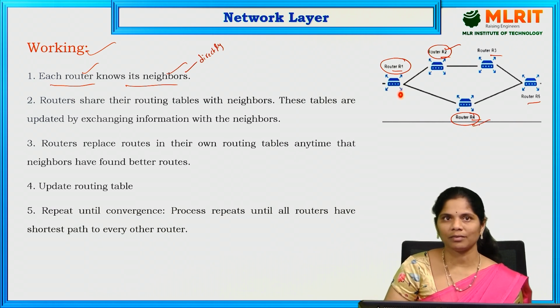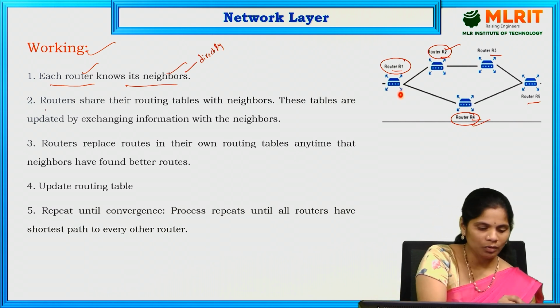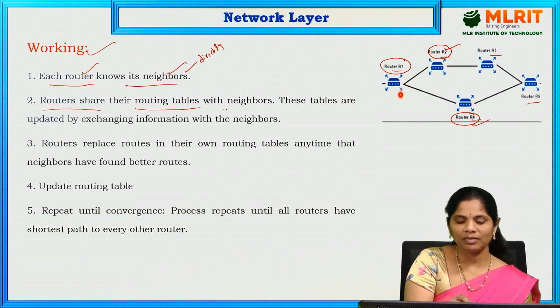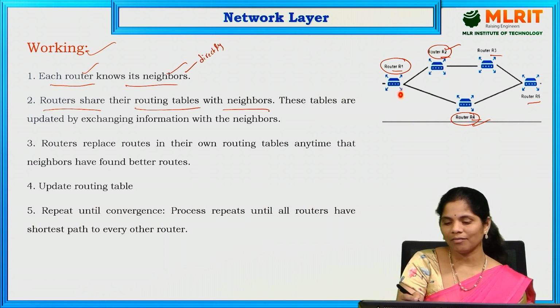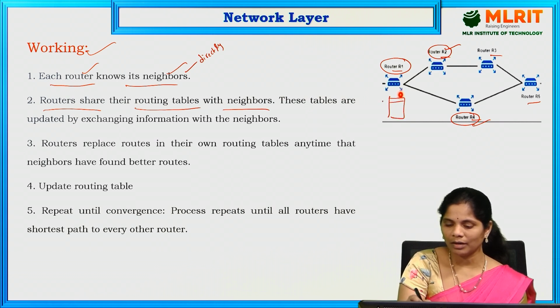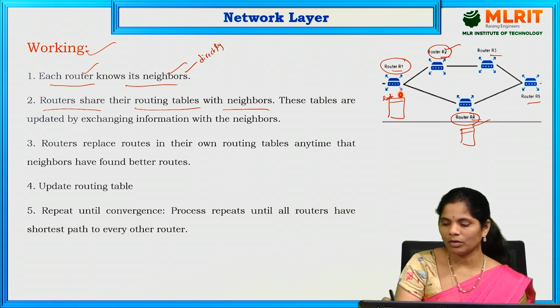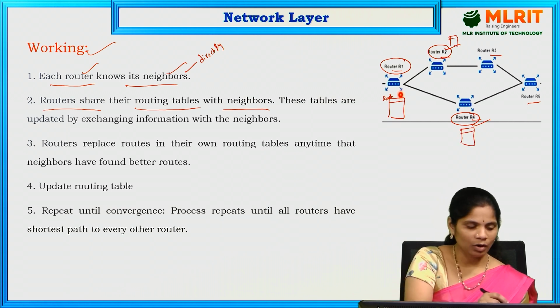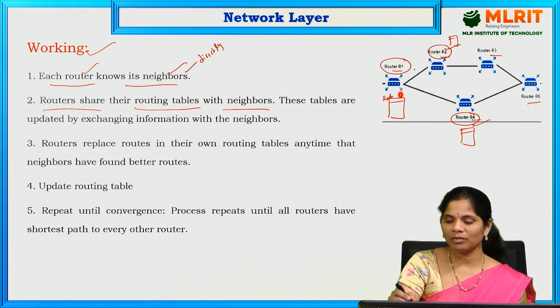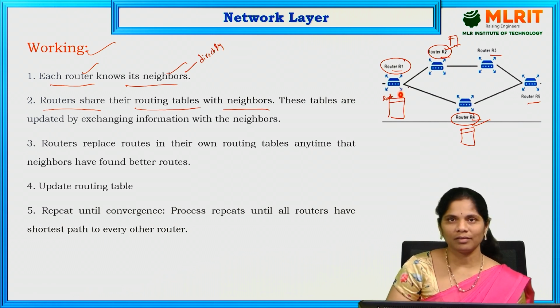And the next step is routers share their routing tables with the neighbors. What exactly did we say? First, it has to know the neighbors. At the same time, as we already discussed, each and every router maintains its own routing table. So these routers share their routing tables with their neighbors. That is the second condition.